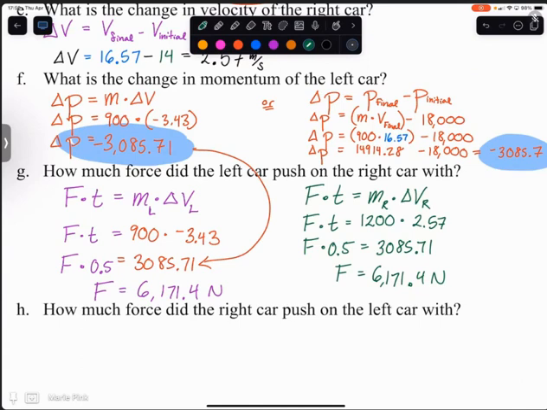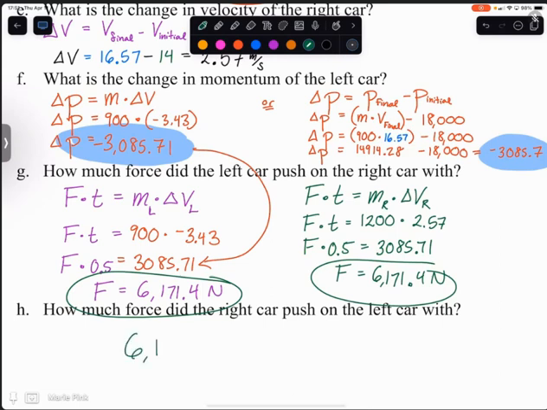And this is important because regardless of what force you get here, the two cars must always push on each other with exactly the same force for exactly the same time. That's one of Newton's laws. And that means that the answer for H is whatever you got for G. So the answer for H is also 6,171.4 newtons. If you have any questions, let me know.